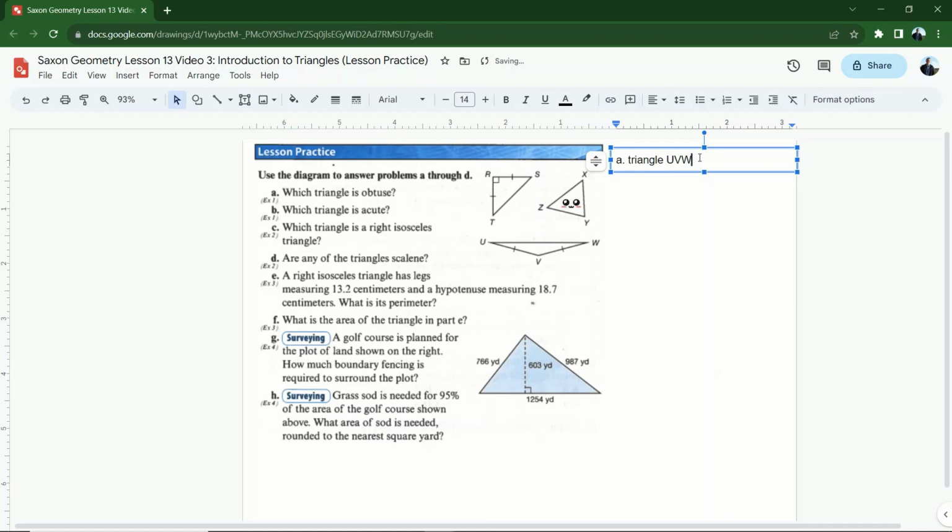Okay, let's go on to letter B. Which triangle is acute? Well, that's obvious. That's triangle XYZ is the acute one. All of the angles in that triangle are acute.